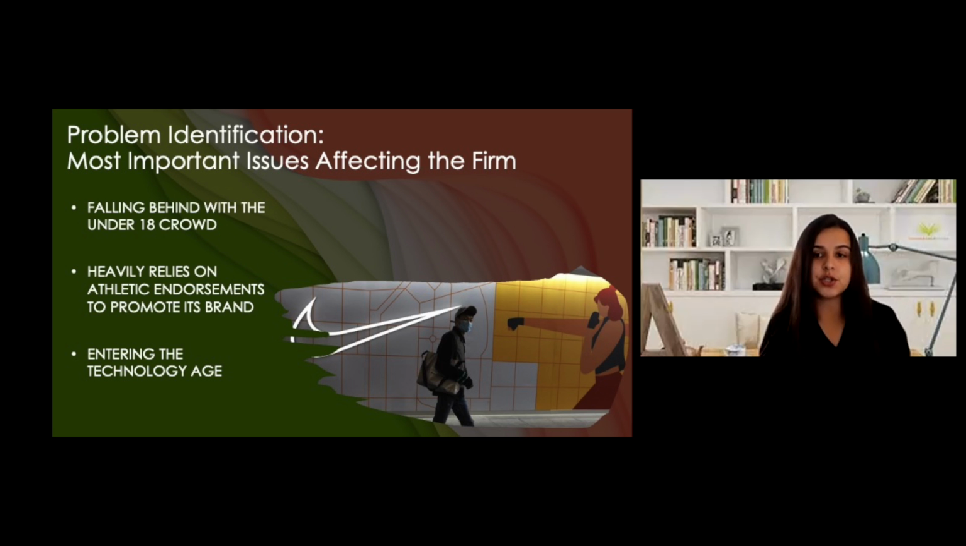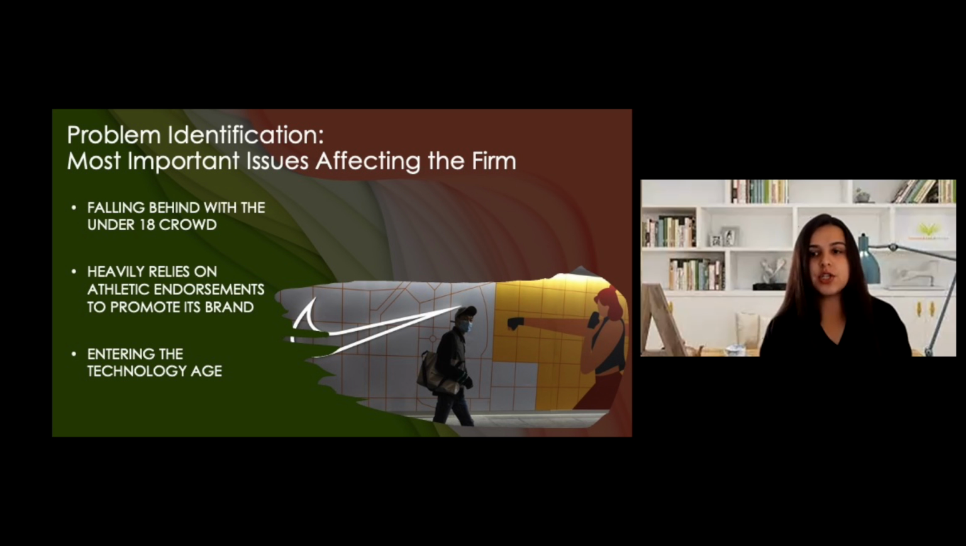The second issue is that Nike heavily relies on athletic endorsements to promote its brand. This results in a lot of revenue being lost and also issues resulting from media, PR, and other problems that come from endorsing athletes. With this, it also brings an issue of underrepresenting, again, that 18 and under crowd. This revenue can be used in many different unique ways to expose their brand more exponentially and globally.